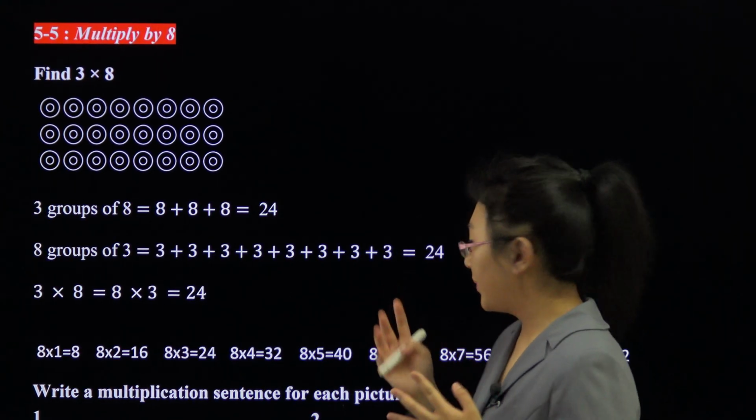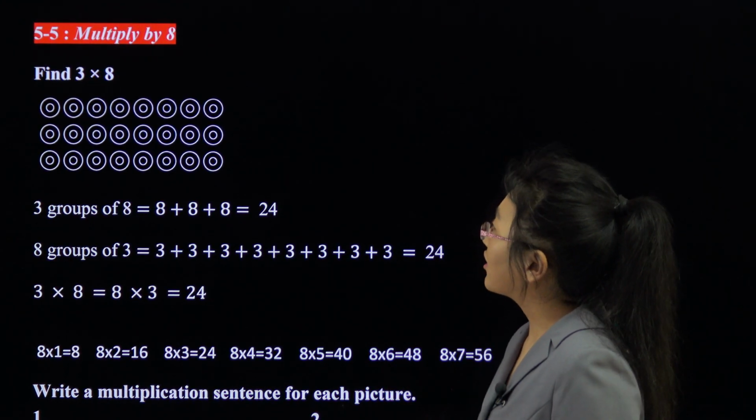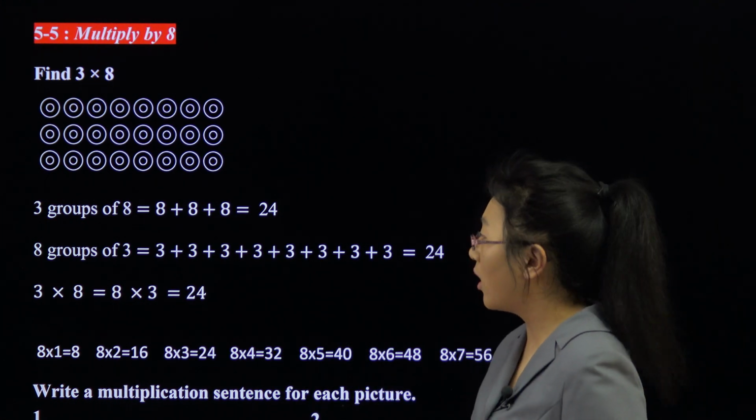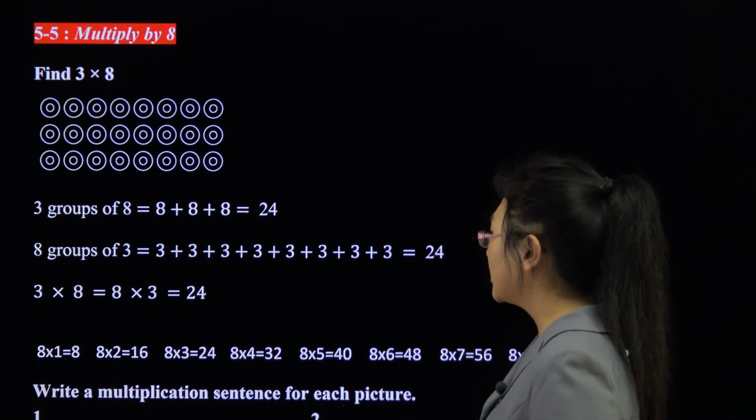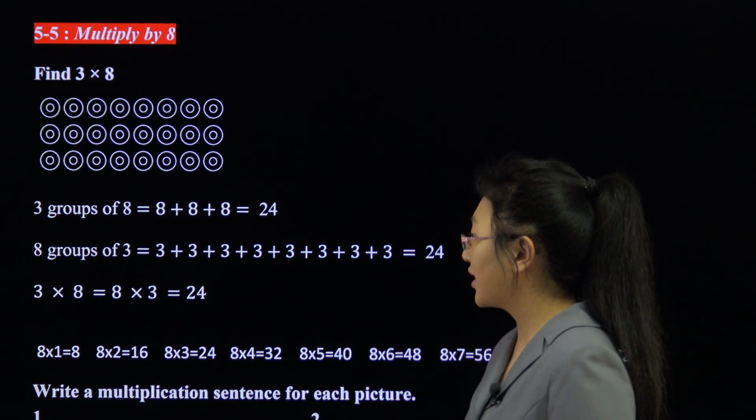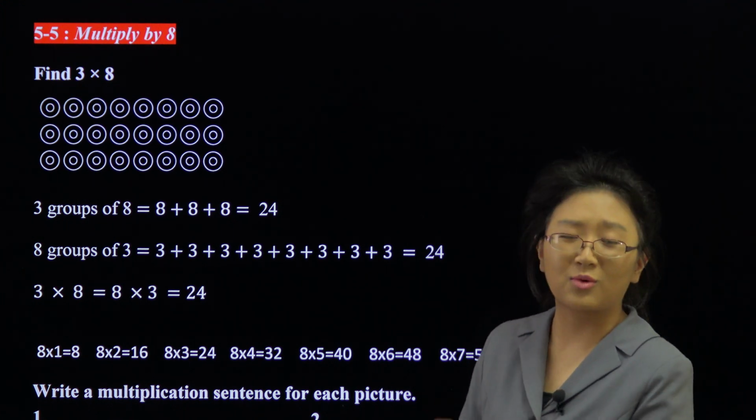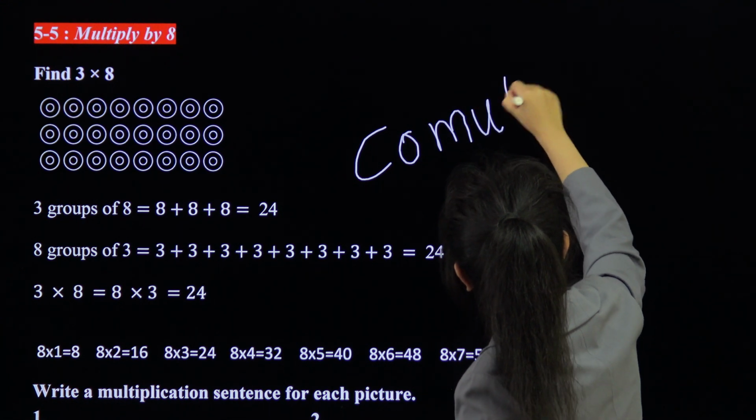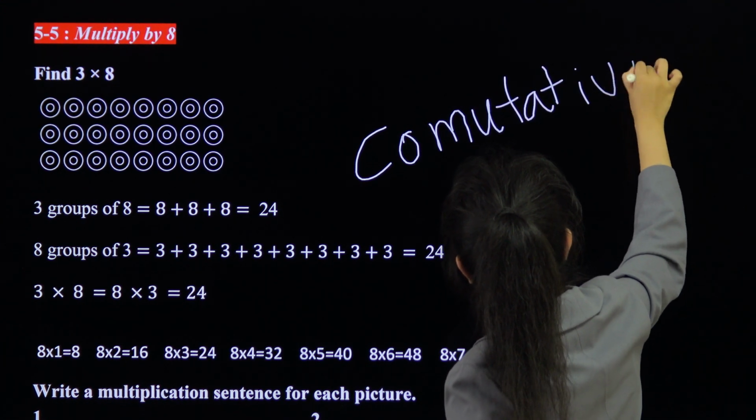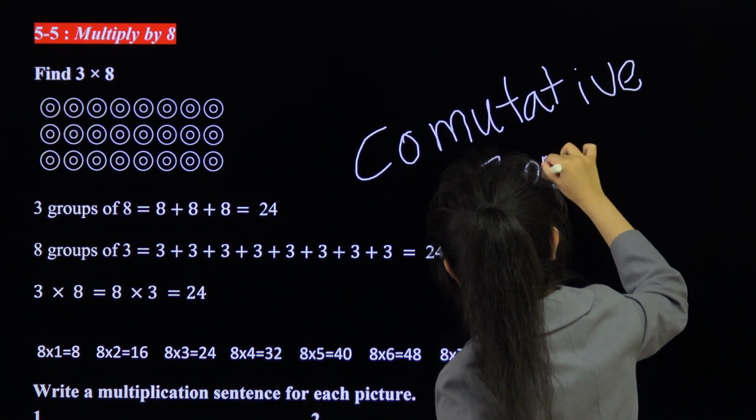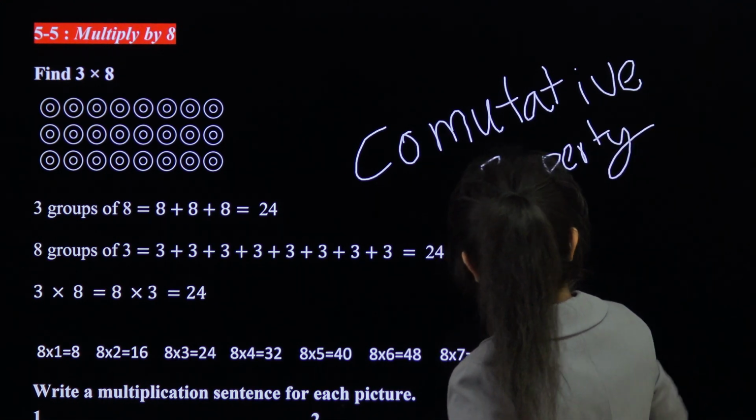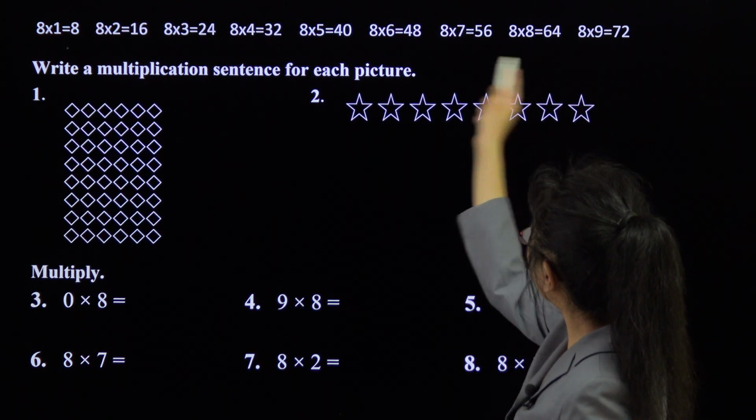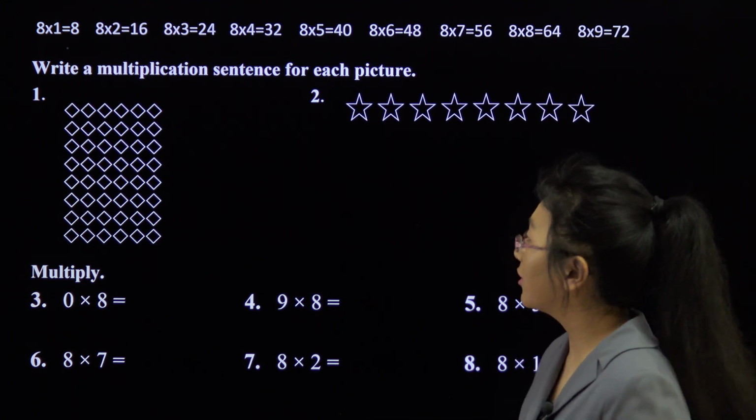Moving on, multiplication in the eights. Find 3 times 8. 3 groups of 8 is this, which is 24. 8 groups of 3 is this, which is also 24. 3 times 8 equals 8 times 3 equals 24. Commutative property, children. Commutative property. Now moving on to the practice problems, and there's the 8 part of the multiplication table.